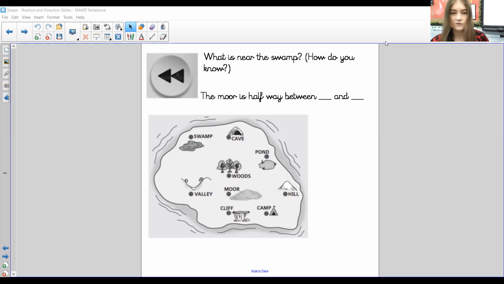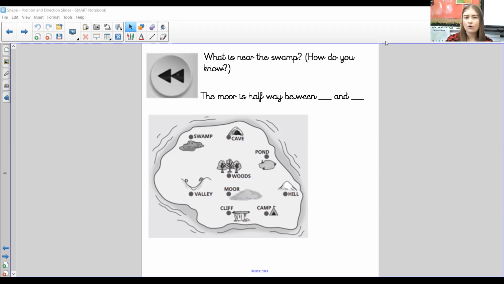Okay, so what is near the swamp? So I could have said the valley, the woods, or the cave, because they're all the things that are sort of next after it, if that makes sense. So I could have said those. Although I think the answer that I will take as the correct answer is the cave, just because it is the closest one. And how do you know? Because it is close to the swamp. It is the next thing that we can get to.